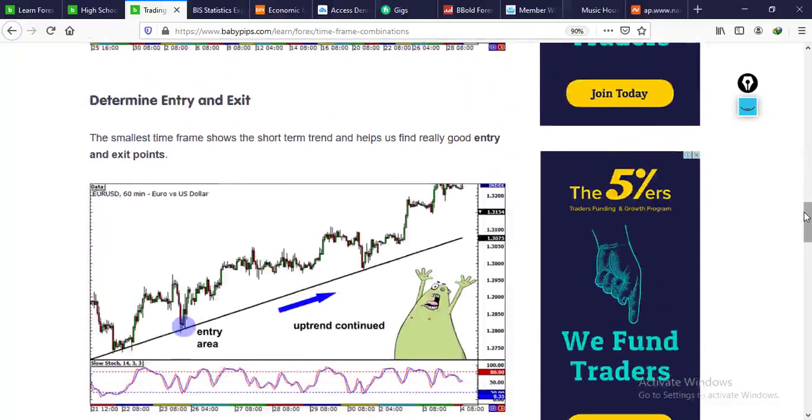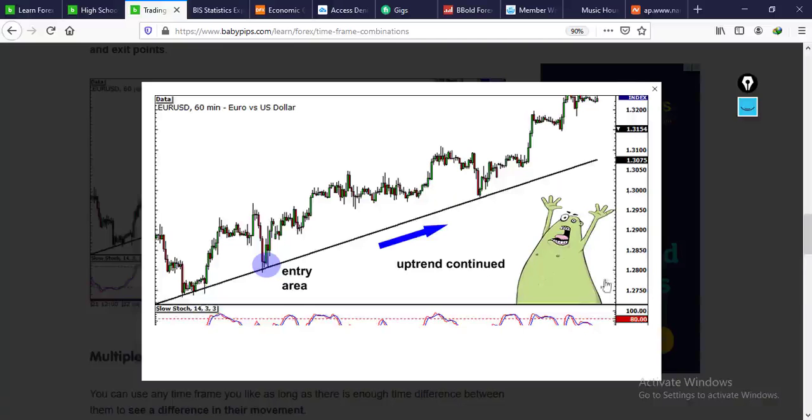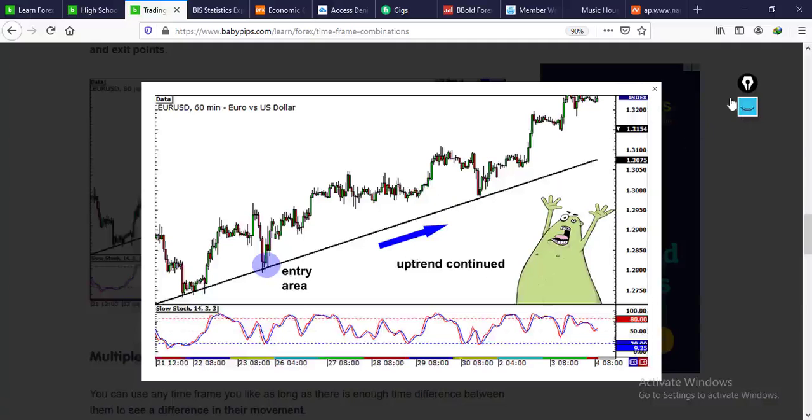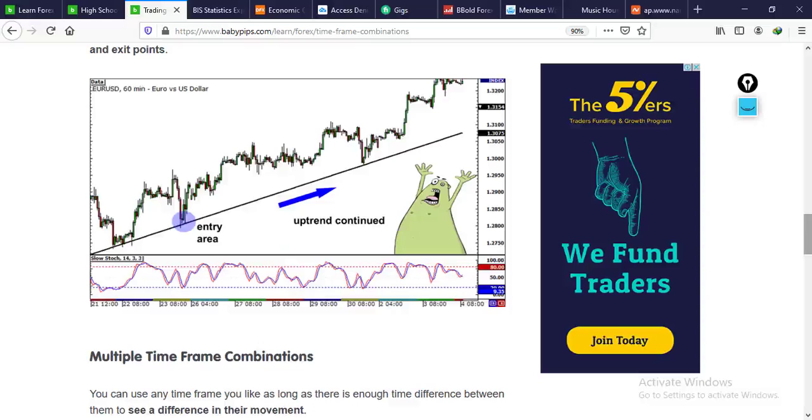Now the next thing you want to think about is determine the entry and exit. The smallest time frame shows the short-term trend and helps us find really good entry and exit positions. Remember this picture, right? You missed his trade and was shouting. All right, let's go back.